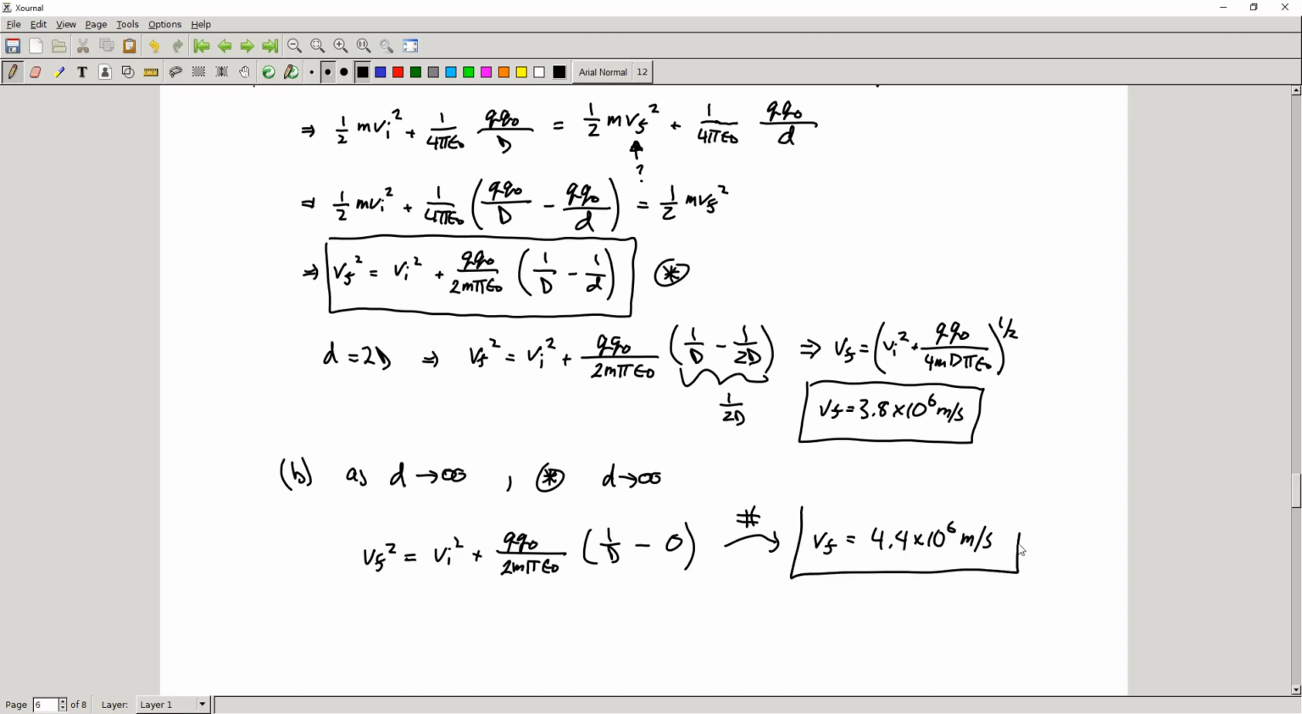Okay, so this is good. This is consistent. This thing continues to accelerate as it moves further and further away, and then when it's very, very far, it's going to approach this 4.4 times 10 to the 6 meters per second.